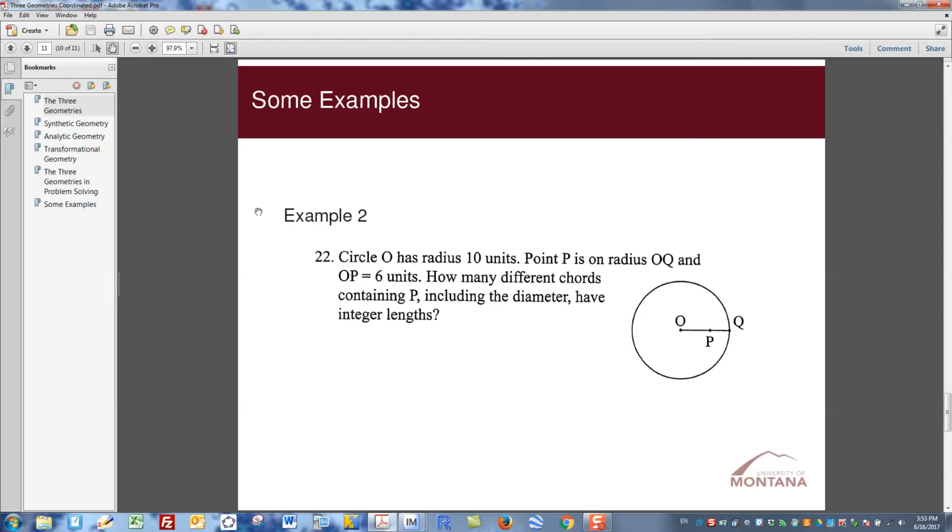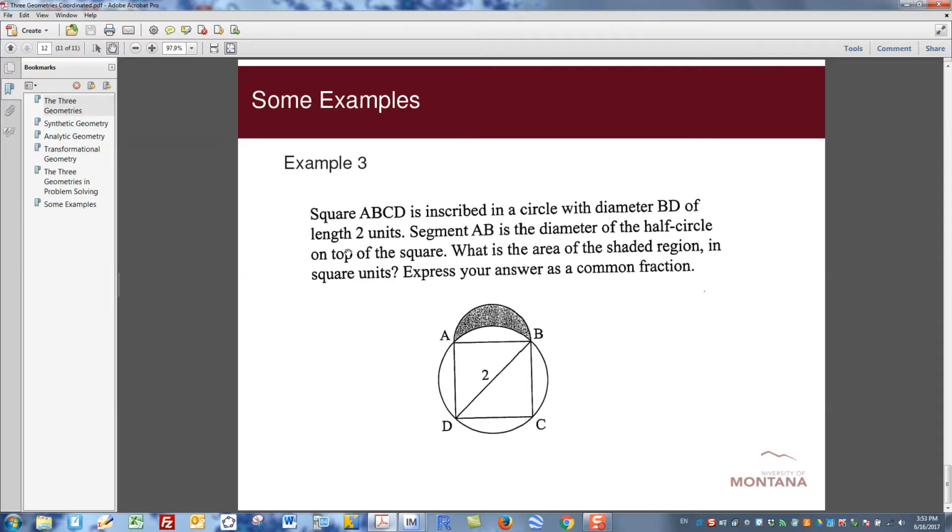Okay, let's do one more, and here it is. Example 3, square ABCD is inscribed in a circle with diameter BD of length 2 units. So that length there is 2 units. Segment AB is the diameter of the half circle on top of the square. Okay, so the half circle, so segment AB. So that means this thing is a half circle on top of the square. What's the area of the shaded region in square units? Express your answer as a common fraction.